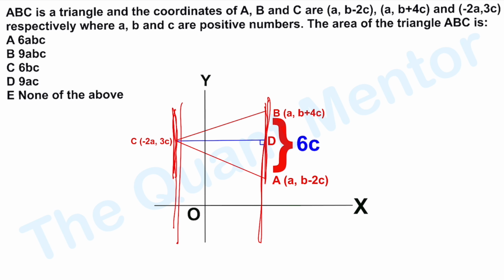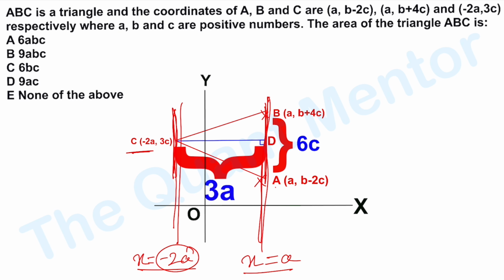The first line is having the equation x is equal to minus 2a because the x coordinate of C is minus 2a. And similarly, this line here has an equation x is equal to a. It is formed by the points A and B having the same x coordinate. And whenever the x coordinate is same, the equation is x is equal to constant. Now, between these two parallel lines, the difference is the blue perpendicular CD, as you can see. And it is nothing but the difference of these x coordinates. Minus 2a minus a is minus 3a. Or value-wise, the length of this line CD is nothing but 3a.